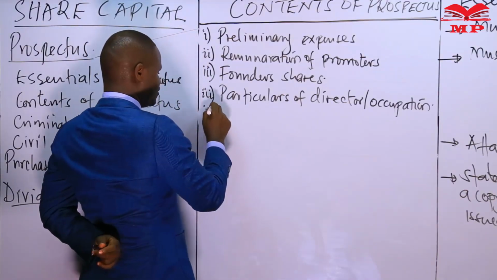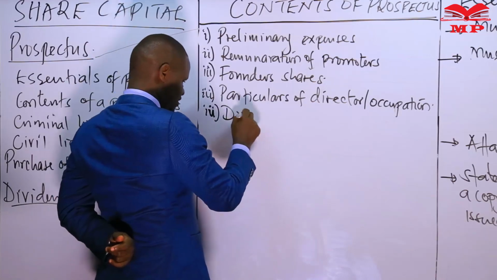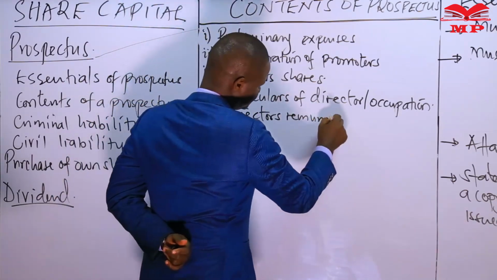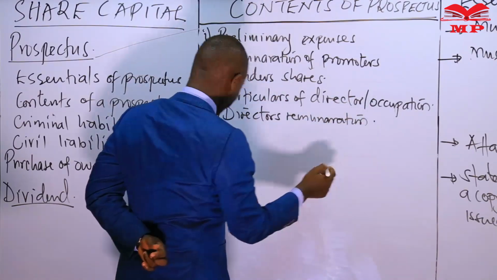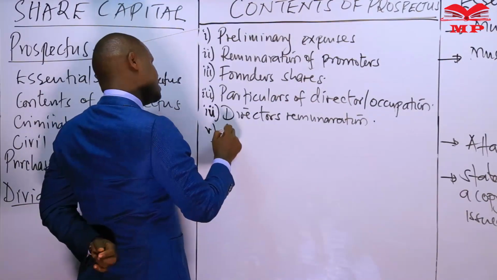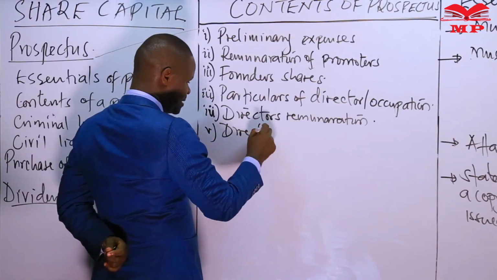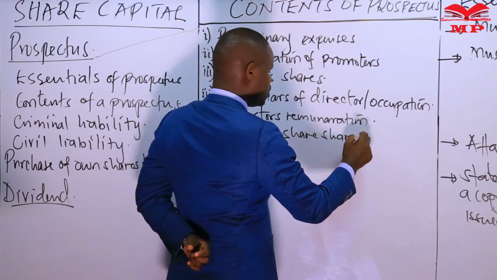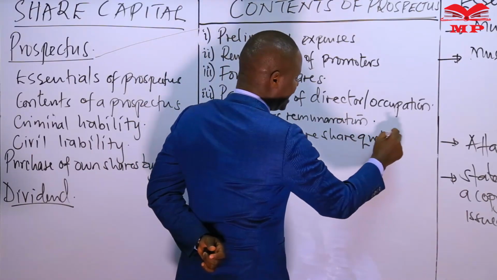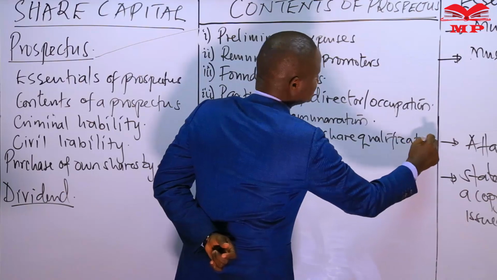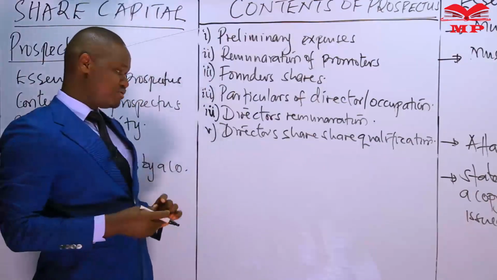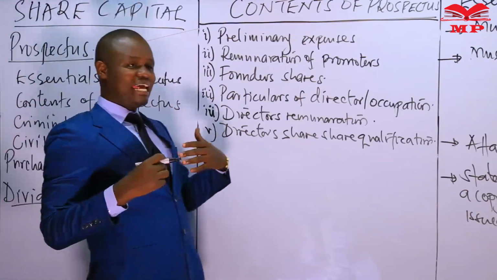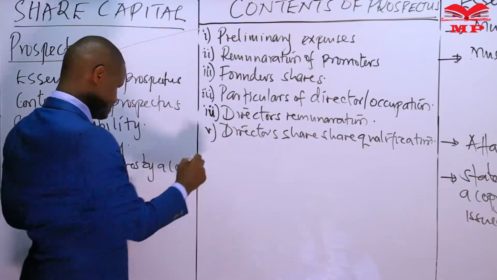You would also need information to do with the director's remuneration. So how much are they paid to manage this company? You would also give information about directors' share qualification. So does this company require their directors to take up some minimum number of shares as part of their directors' share qualification? It makes the directors part of the membership of the company.